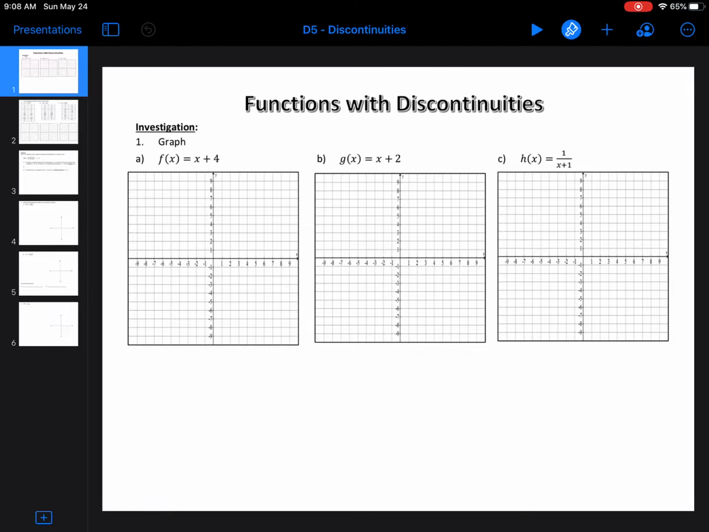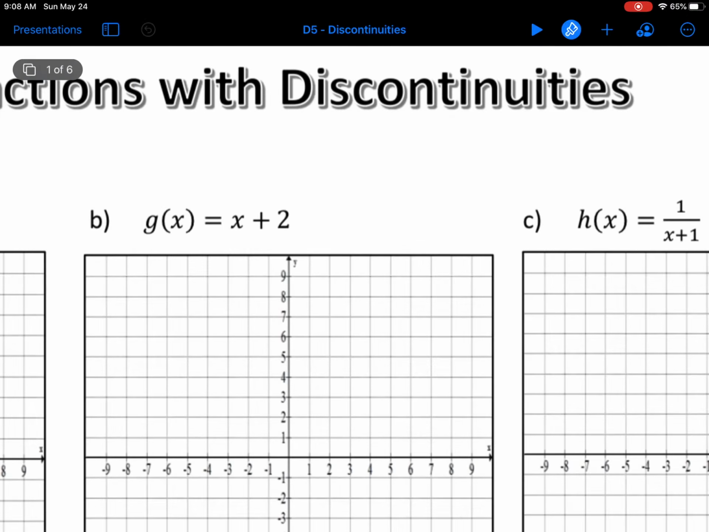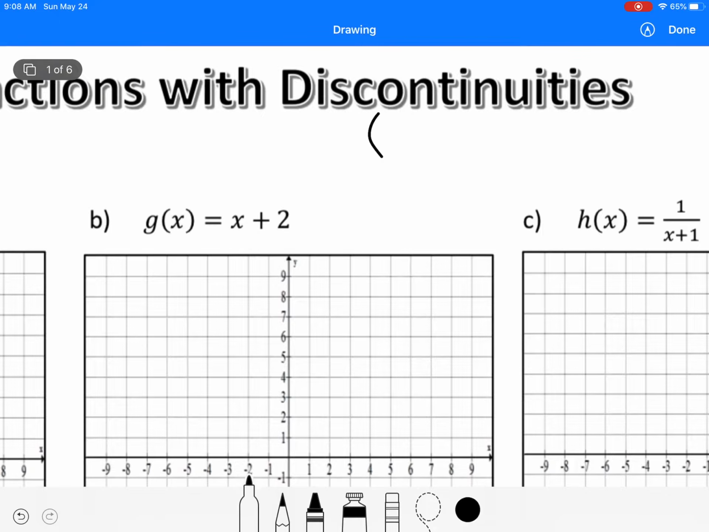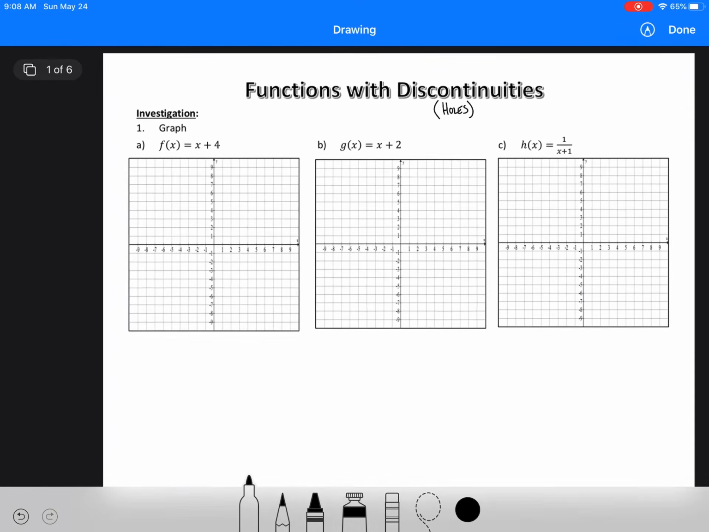Okay, so functions with discontinuities. What we're actually looking at here, because a discontinuity could be a horizontal or vertical asymptote, but what we're looking at when we're talking about discontinuities for this unit is holes in the graph.